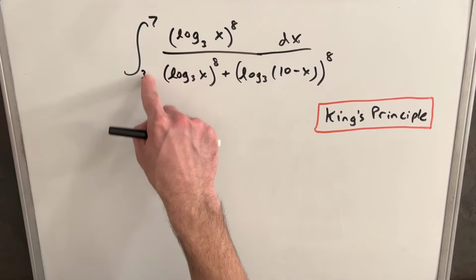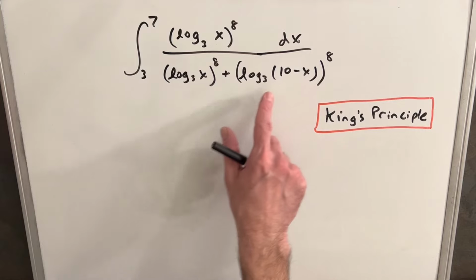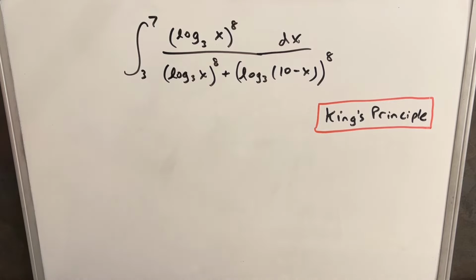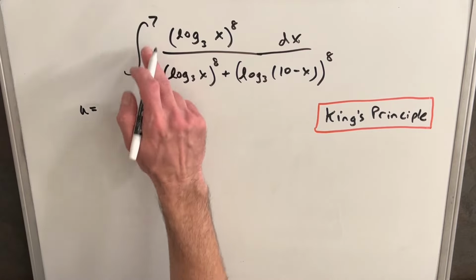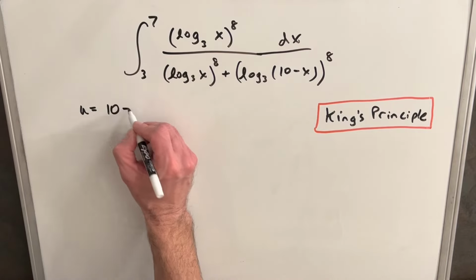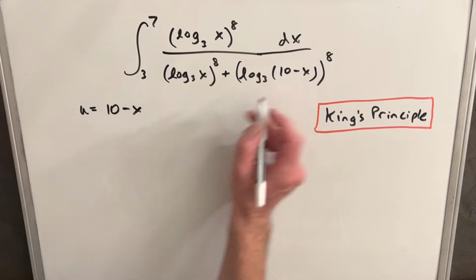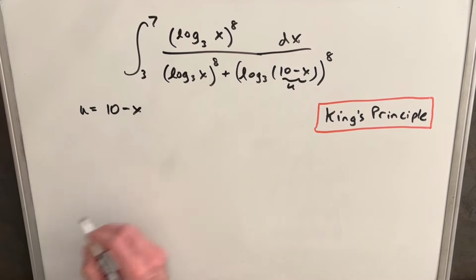Without going into all the details of this, notice the two bounds 7 and 3 add up to 10, so we can make an interesting u substitution that's going to make this work, where we actually end up making a copy of this whole integral. So let's jump right into what the u substitution is. For our u, we're going to add the bounds: 7 and 3 is 10, minus x. This here is going to be our u.